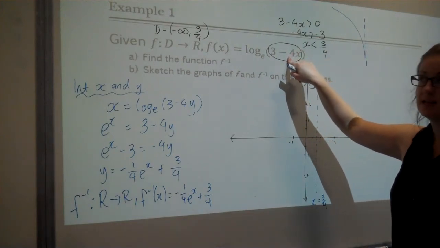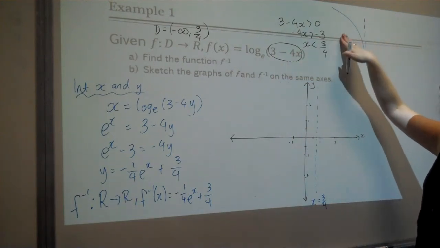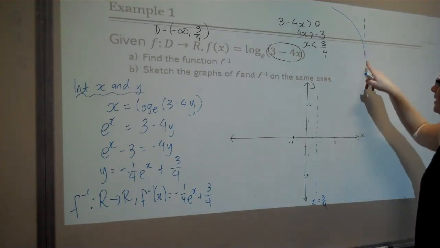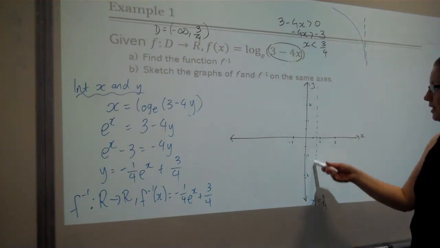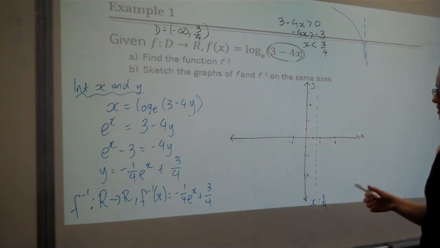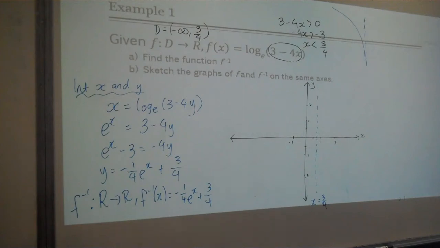This is our shape as we decided before. Because it's a negative 4x, that means it's being reflected across the y-axis. So we have a shape like so. If I was drawing it, it's going to cross both the x and the y-axis. So I need to find the x and the y-intercept. If I'm finding the x-intercept, that means I need to substitute in y equals 0.